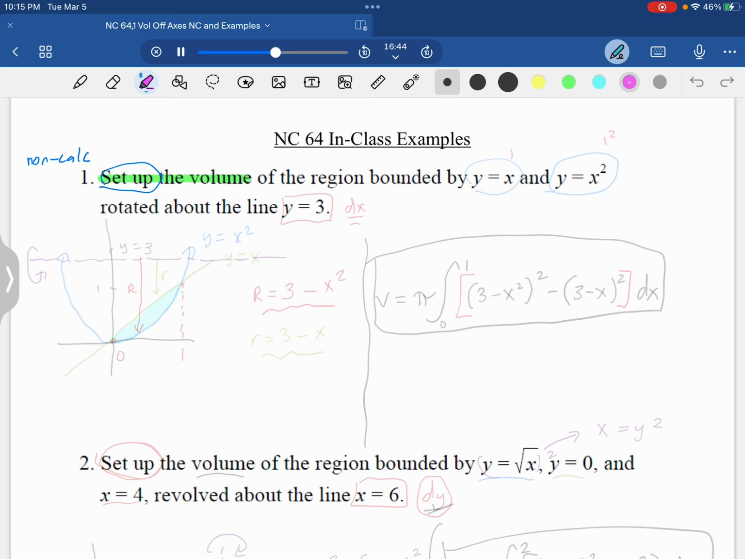So region bounded by y equals x squared, rotating around the line y equals 3, which remember is technically a horizontal line, so that's going to be a dx, a horizontal rotation.